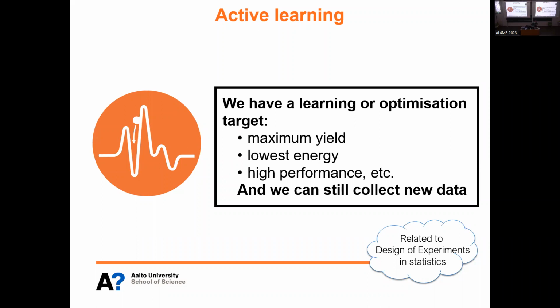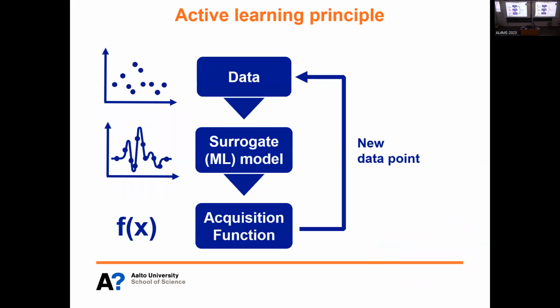Specifically in active learning, a big difference to the regression assumption is that we can still collect new data. And this is quite close to, for example, design of experiments in the statistics literature. This problem has been around for a long time, and there are multiple solutions that have been suggested for it.